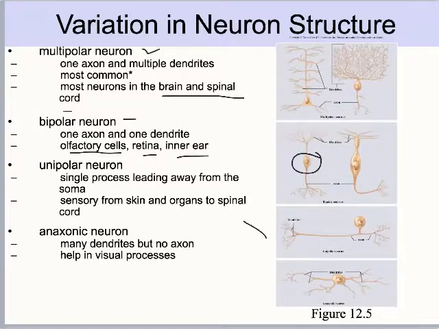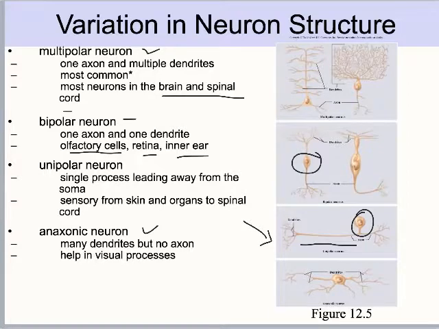Unipolar neurons have a single axon coming away from the cell body. And there are some that are anaxonic, so they don't have an axon. They have lots of dendrites, and they're in the eye. I'm not too worried about you memorizing all of these. I just want you to know the basics, that there are different structures.